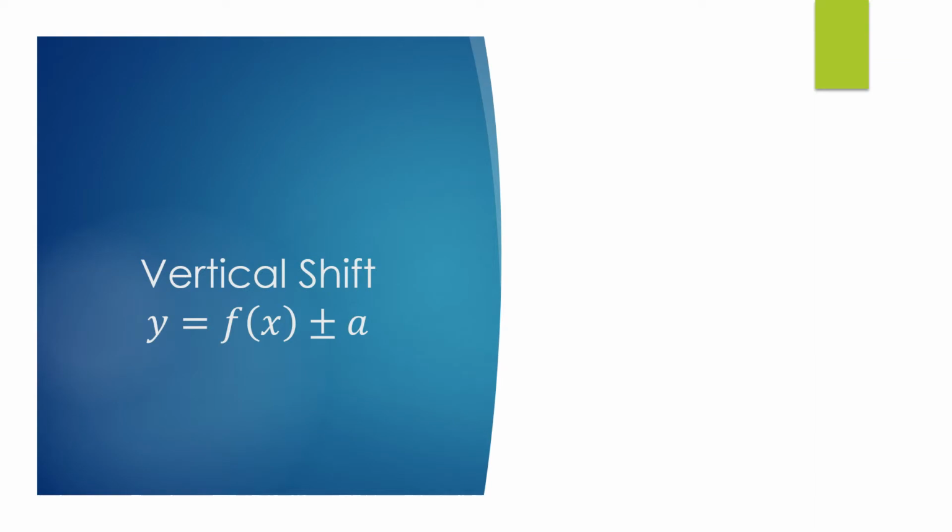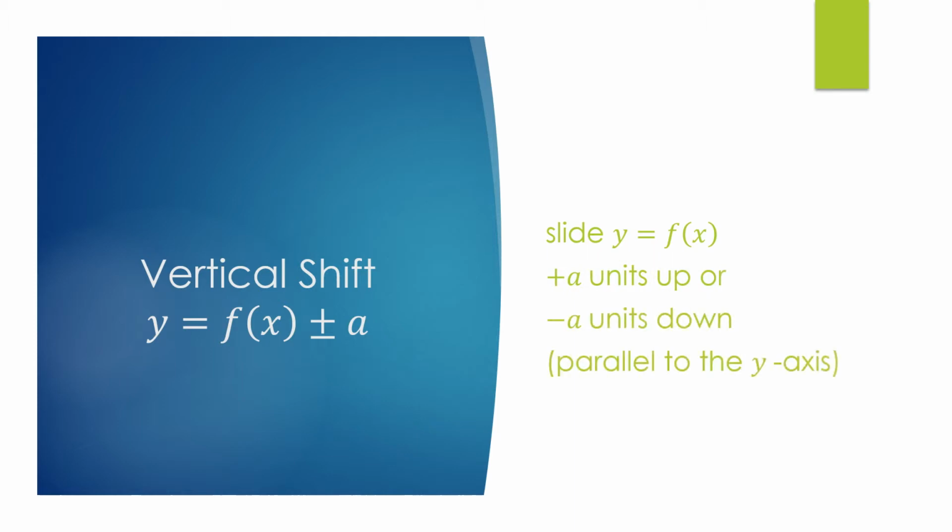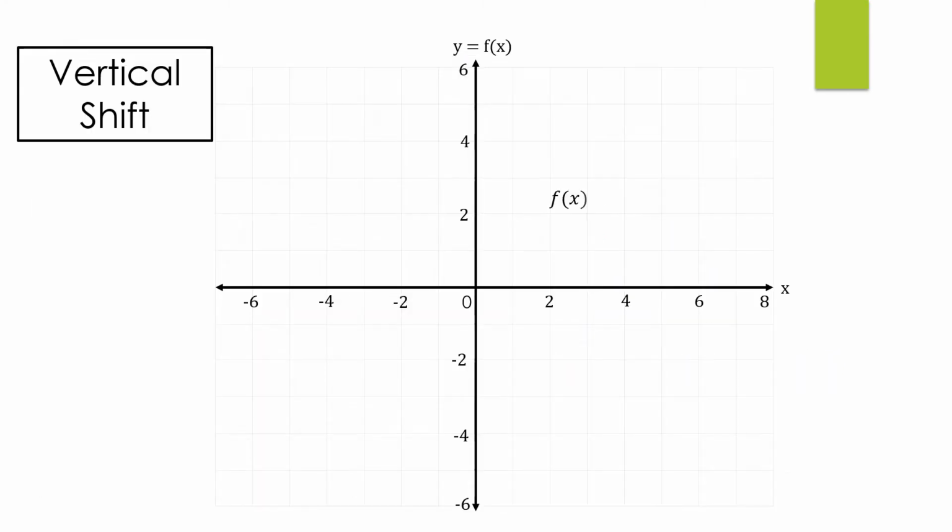So vertical shifts of our graphs take place when we have y equals the function of x plus or minus a, where a is the amount of vertical shift. So we're going to slide y equals f of x plus a units up or minus a units down parallel to the y-axis. So to consider vertical shifts, we're going to look at f of x equals x squared.